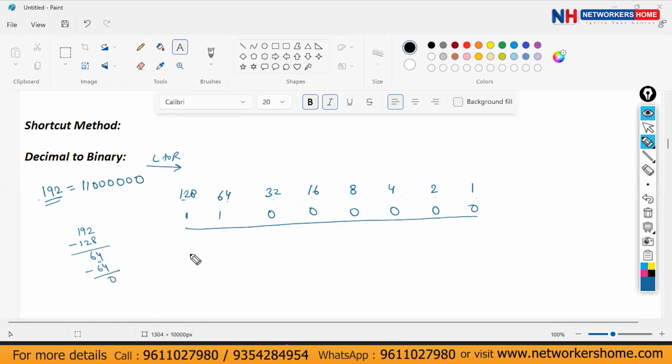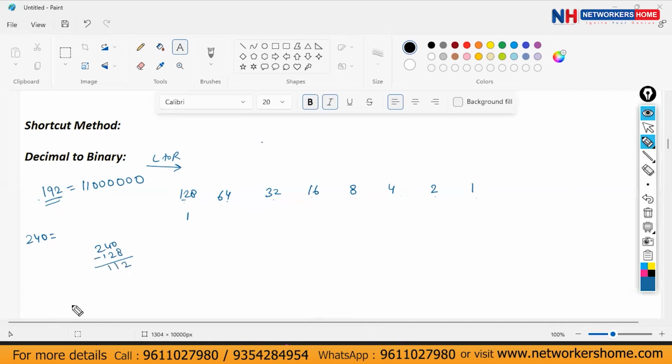Okay, let's take the example of 240. If I compare 240 with 128, 128 is smaller, so I'm going to write 1. Subtract it. What will be the value? 112. Now compare 112 with 64. Smaller, so we can write 1. Subtract 64, this will be 48. Compare 48 with the next value, 32. Smaller, again 1. Subtract 32, the value will be 16. Compare 16 with 16, equal. Write 1, and then all the remaining values will be 0. And this will be your binary.